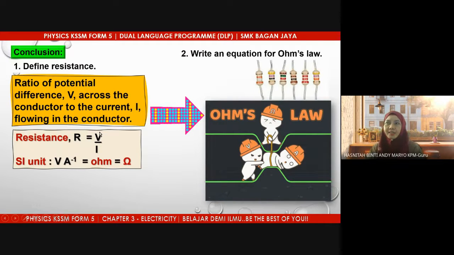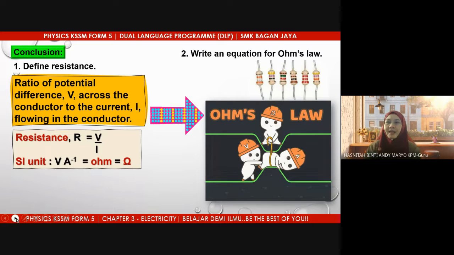V is the potential difference, I is the current, and the SI unit is volt per ampere. Volt is from potential difference, ampere is from current, or we generally call it ohm, O-H-M, and this is the symbol for ohm, omega. It uses the omega sign, ohm.